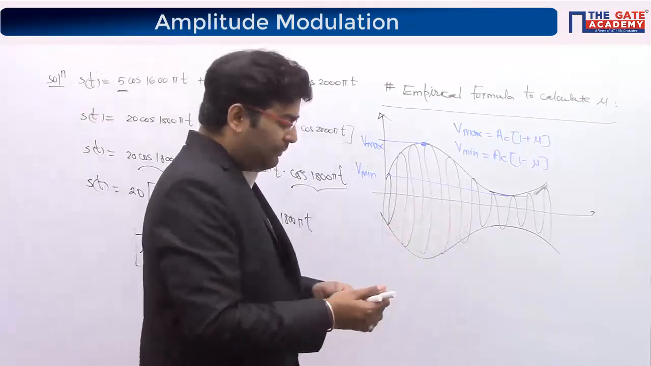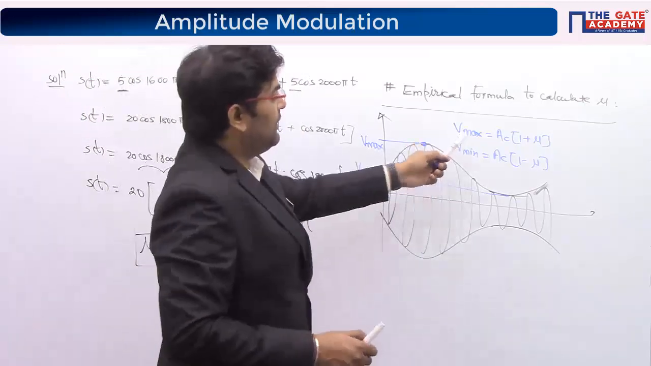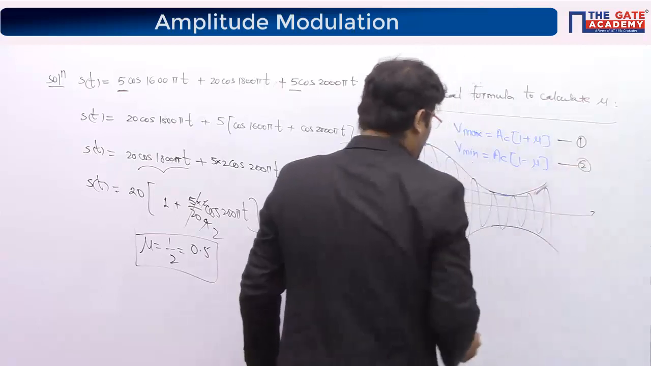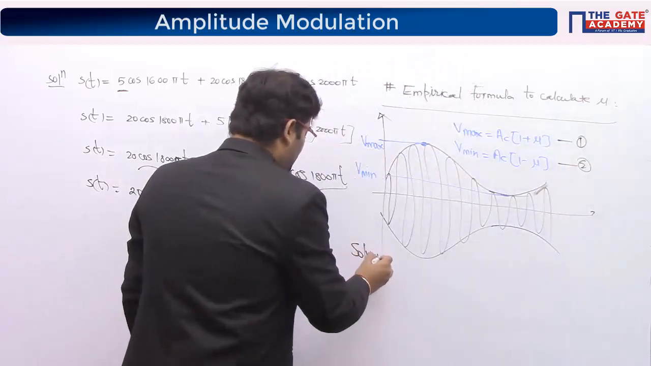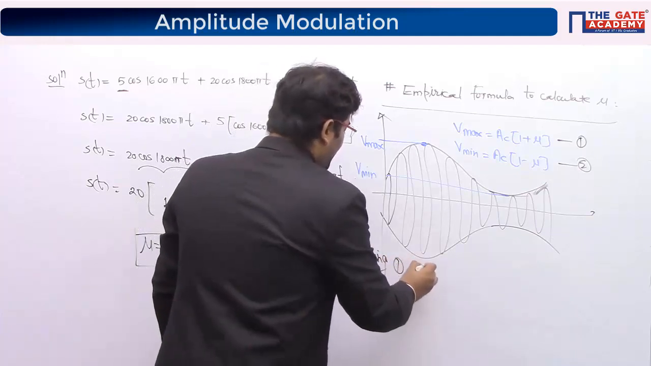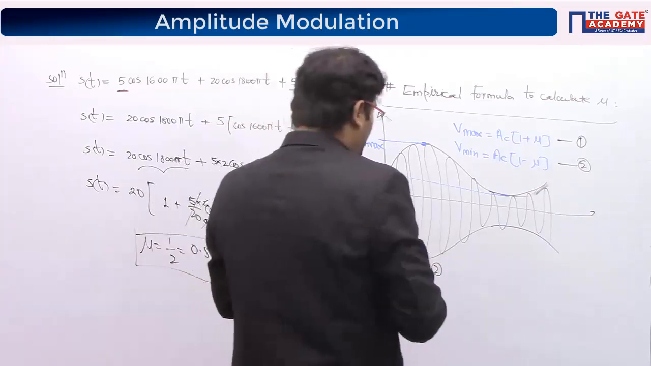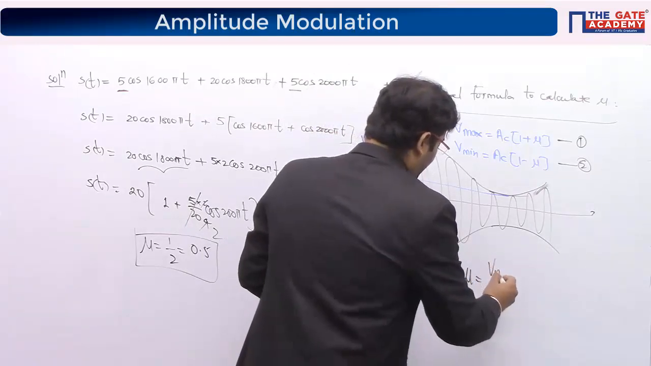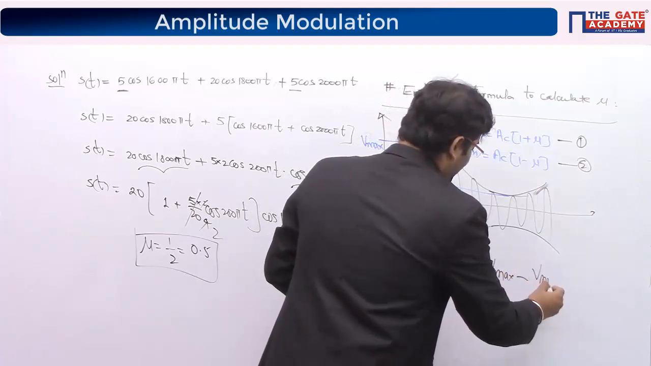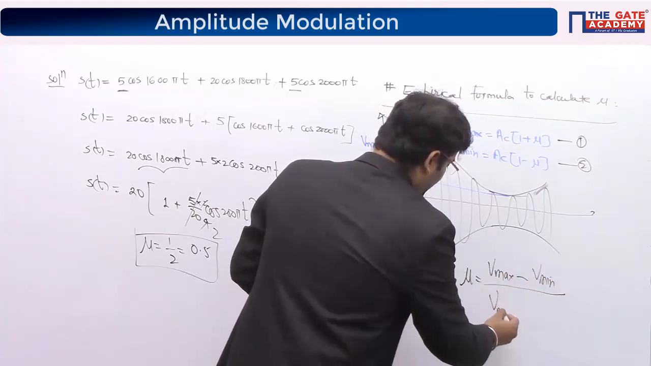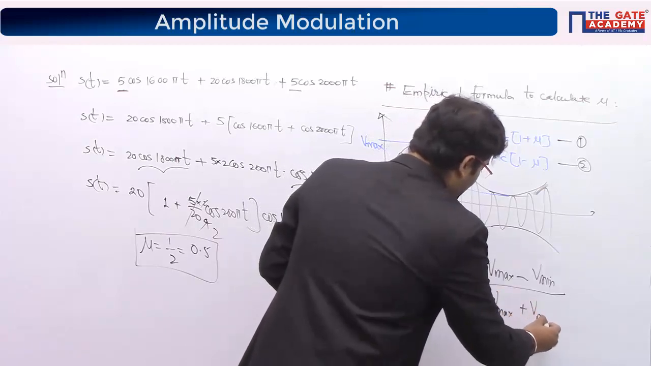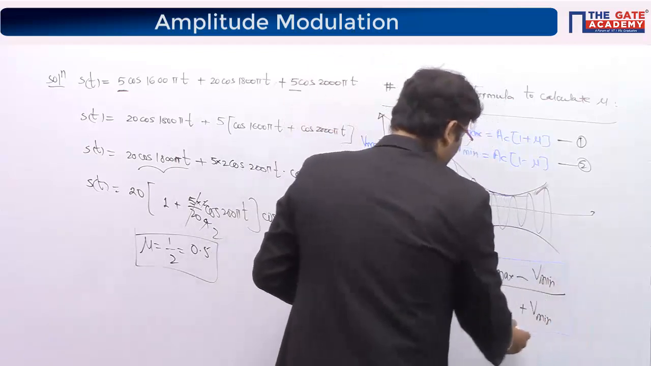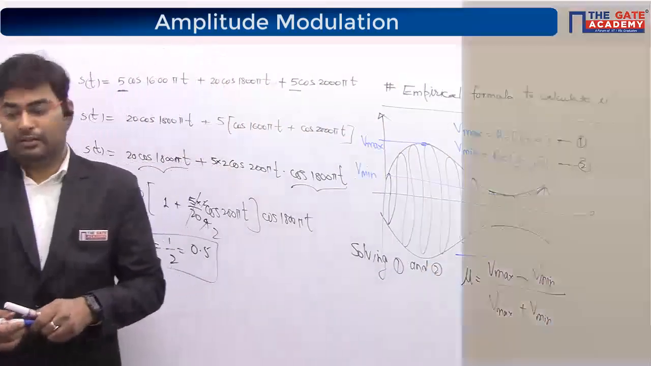Okay. Now come back here. Using this, you can write, let's say this is equation number 1, and this is equation number 2. So solving equations 1 and 2, just by dividing, you will get mu equal to V max minus V min upon V max plus V min. Guys, this is the formula. You might have seen it earlier also. This is another formula to get mu.